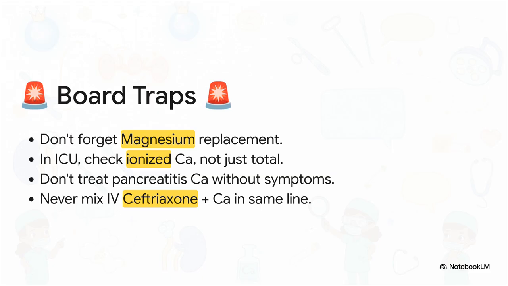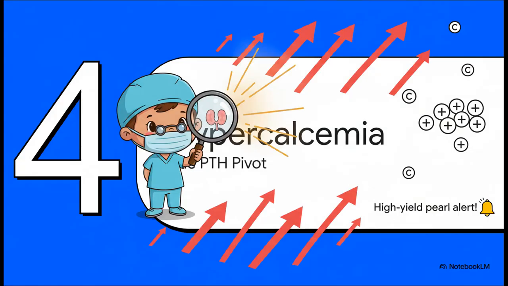Third, with pancreatitis, don't just automatically replace low calcium unless the patient is symptomatic, because you can actually make things worse. And last, never ever mix IV ceftriaxone and calcium in the same IV line. They can literally form little rocks. Deadly.